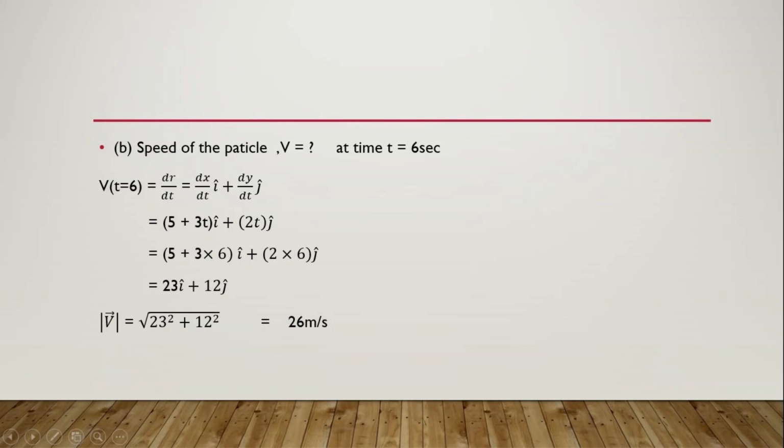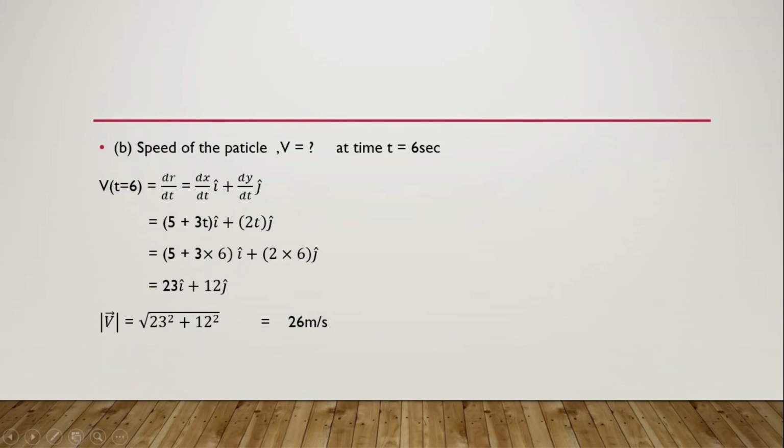So the velocity at t is equal to 6 seconds will be dr divided by dt. So the displacement is along the x and y components, therefore dx divided by dt into i cap plus dy divided by dt into j cap. Then along the x component it is 5 plus 3t into i cap, plus along the y component it will be 2t j cap, right? So 5 plus 3 into 6 seconds into i cap, plus 2 into 6 into j cap. So 6 3s are 18, plus 5 will be 23 i cap, plus 6 2s are 12 j cap.